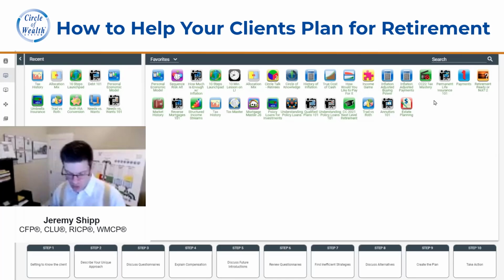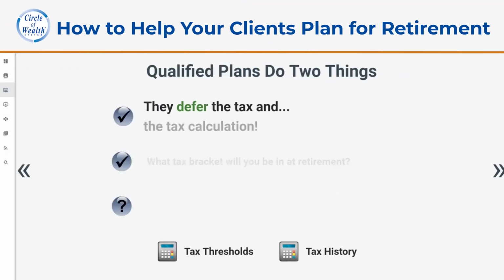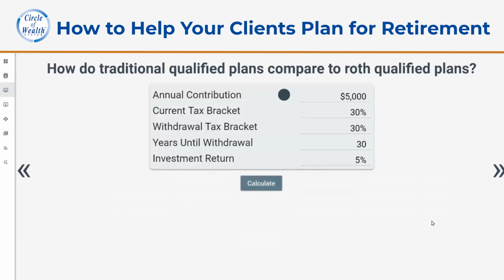I want to give you a little bit of a tutorial on one of our tools called our presentation builder, and show you the screen that I like to use best to have that conversation with clients. First, I'll show you where to find it. It's under qualified plans, and if I click through, it's screen 6. It's a super simple conversation of how traditional qualified plans compare to Roth qualified plans.